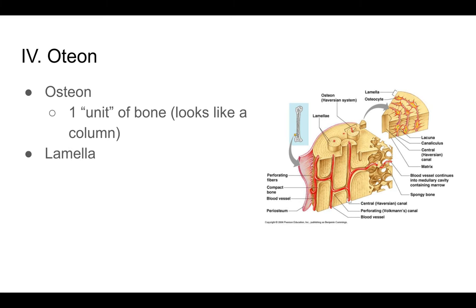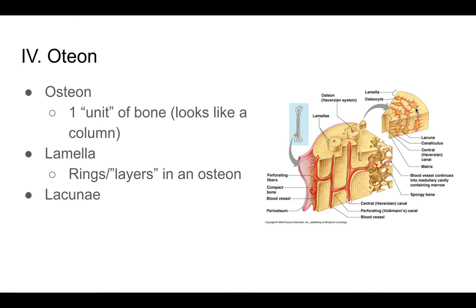The next thing that we're going to label is a lamella. Here is a nice picture of a lamella. A lamella is a ring of bone matrix that creates these concentric circles of the osteon. Here is one lamella, here is another, here is a third lamella ring, and here is a fourth. So these layers of the osteon are called lamella.